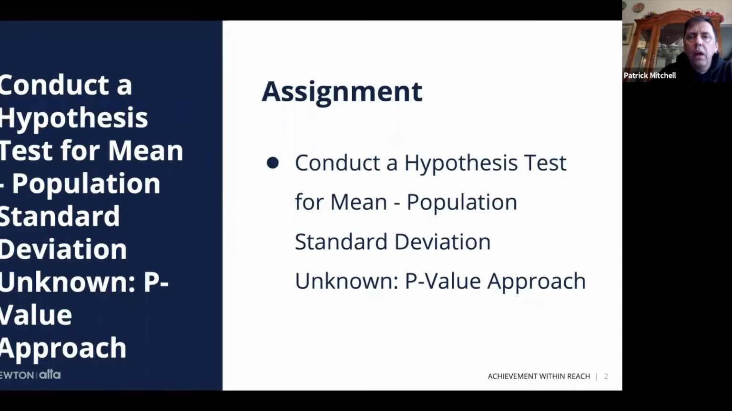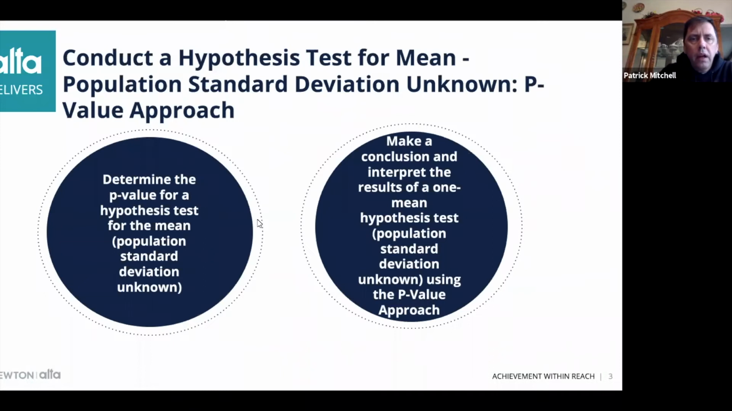So the assignment that corresponds with this video is conducting a hypothesis test for mean, population standard deviation unknown, p-value approach. The objectives of this section are to determine the p-value for a hypothesis test for the mean, where the population standard deviation is unknown, and then make a conclusion and interpret the results of a one-mean hypothesis test where the population standard deviation is unknown using the p-value approach.